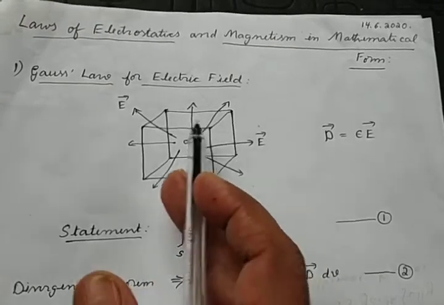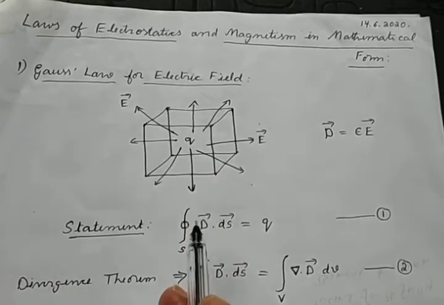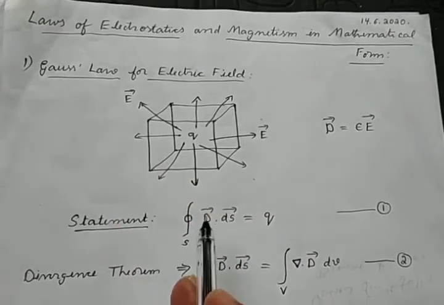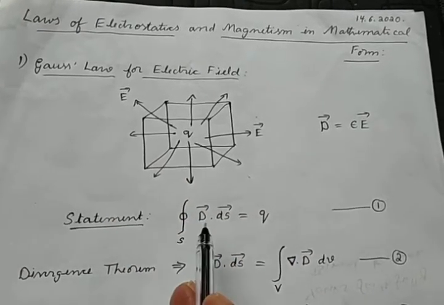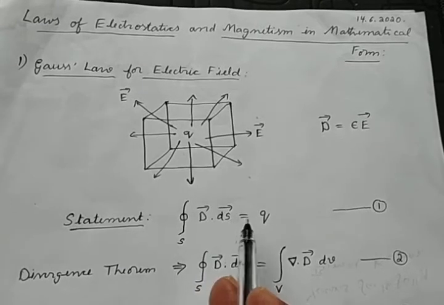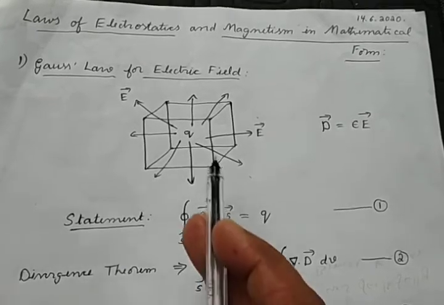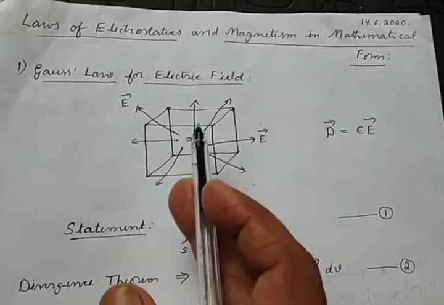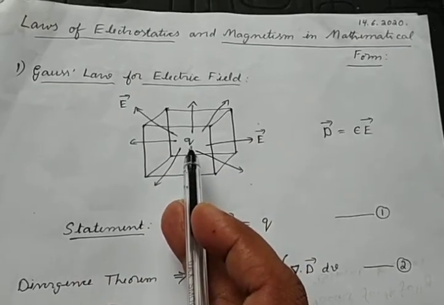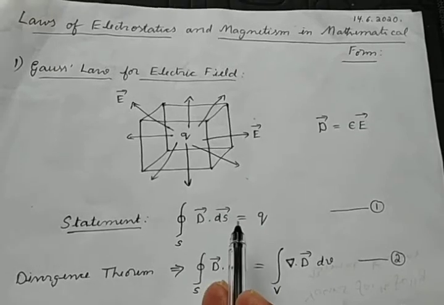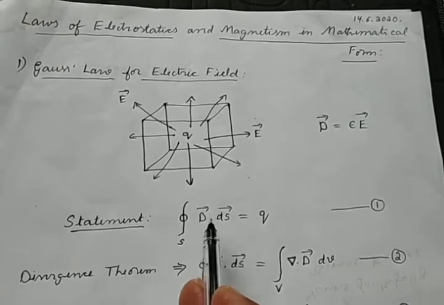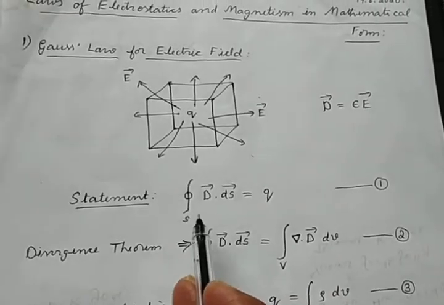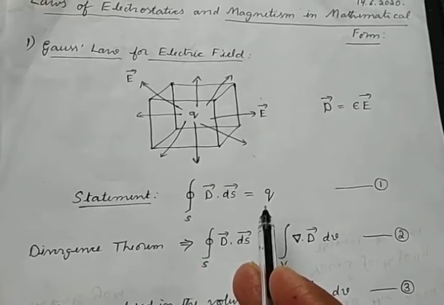So all over this closed surface we have to find out what is the flux coming out and add it over all the surface. That means the closed surface integral of D bar dot dS bar is equal to the charge enclosed by the closed surface. So let's say within this surface the total charge enclosed is q. So the charge enclosed by the surface is q, therefore this integral is equal to q. This is called the mathematical form of the Gauss law of electrostatics.